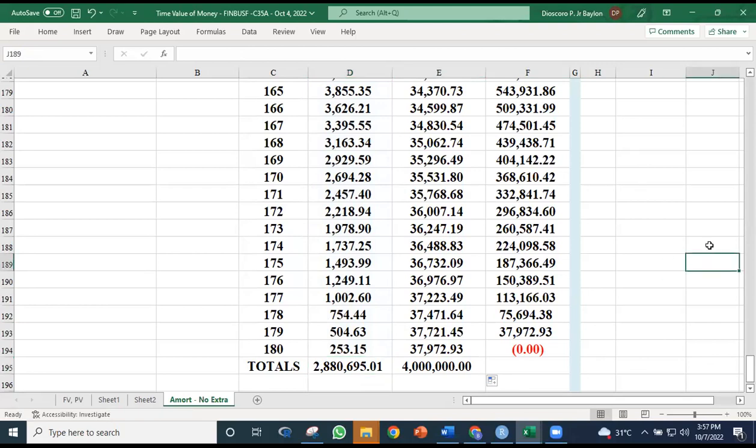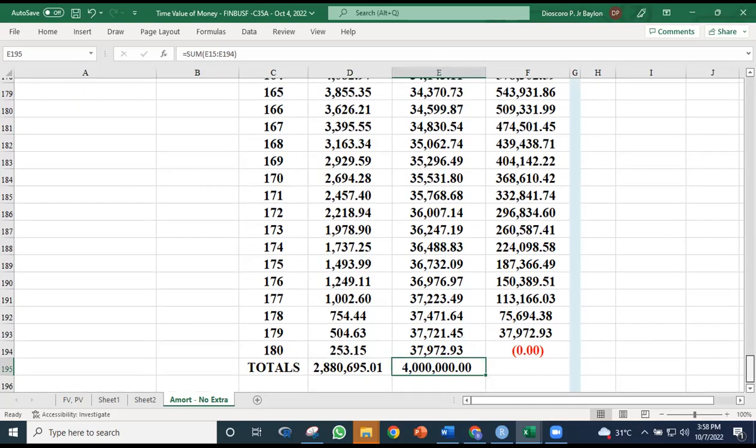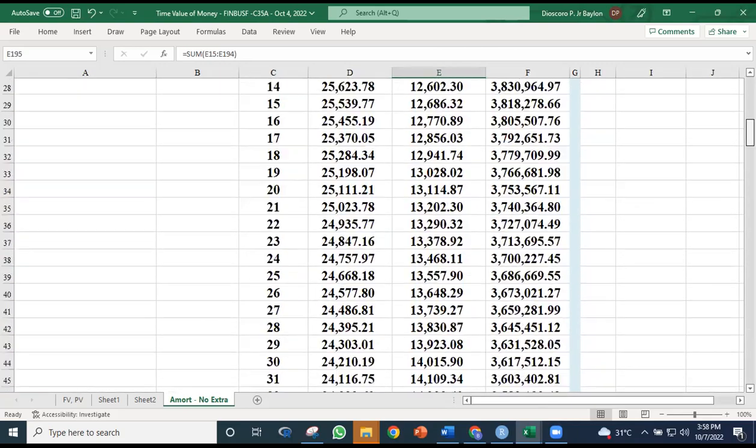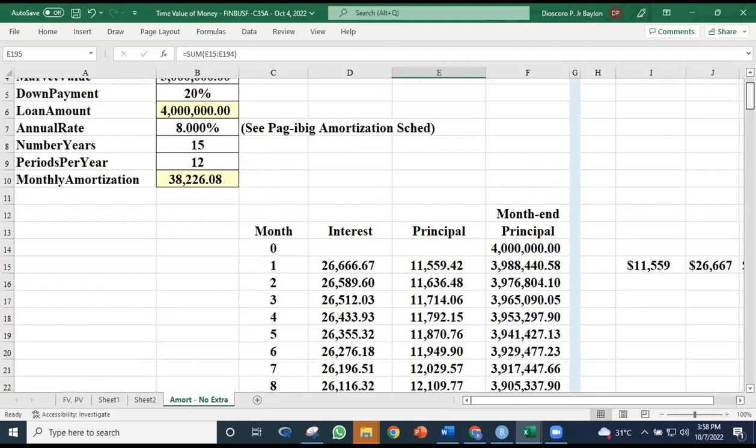Okay, so the total principal payment will be the loan amount, 4 million. Dapat equal yan, guys. No? Kung may discrepancy, may mali sa natin amortization table. And the total interest is 2.88 million. So ang laki ng interest talaga. No? Siyempre, the lender, in this case, Pag-IBIG, has to earn money din. Kasi may cost yung pera.